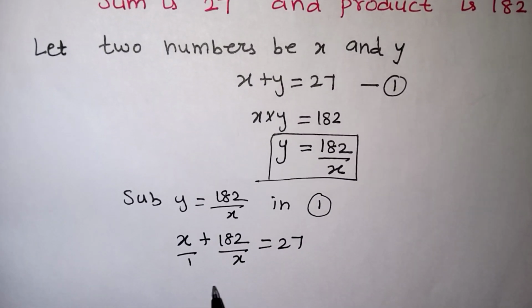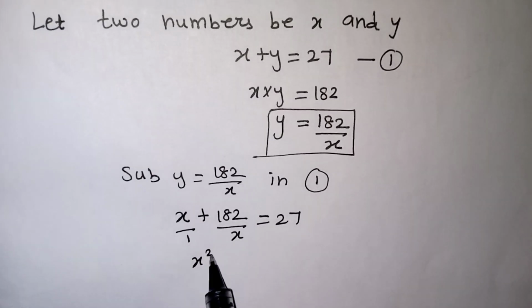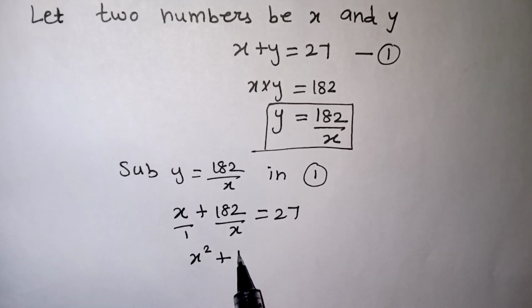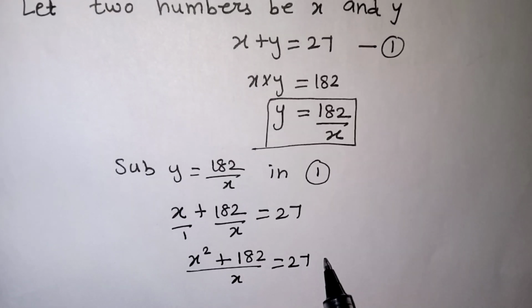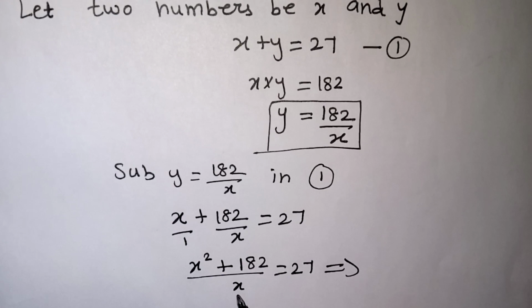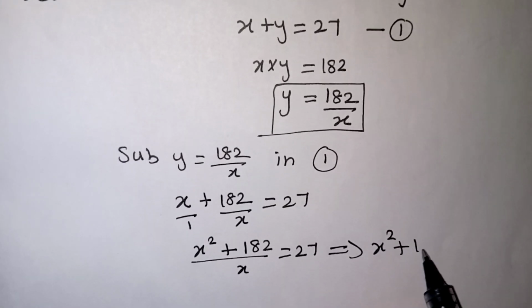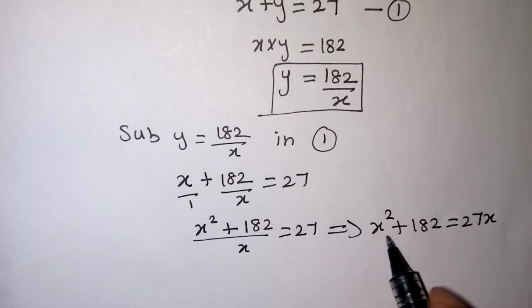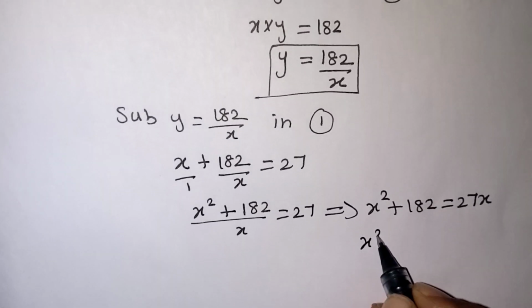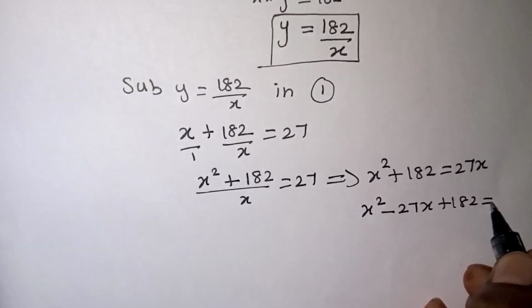Here by 1 take the LCM. By doing the cross multiplication, x into x will become x squared plus 182 by x, which is equal to 27, which implies division x will go to that side as a multiplication. So x squared plus 182 is equal to 27x we can write. Plus 27x we can bring to that side, that will become minus. So x squared minus 27x plus 182 is equal to 0.